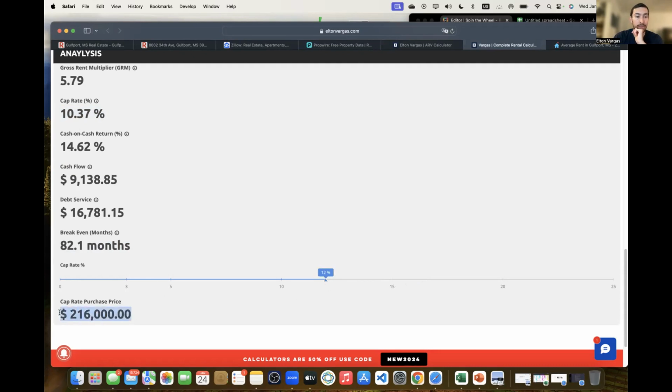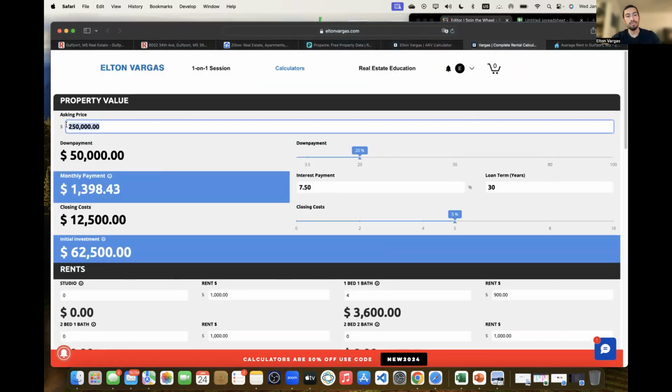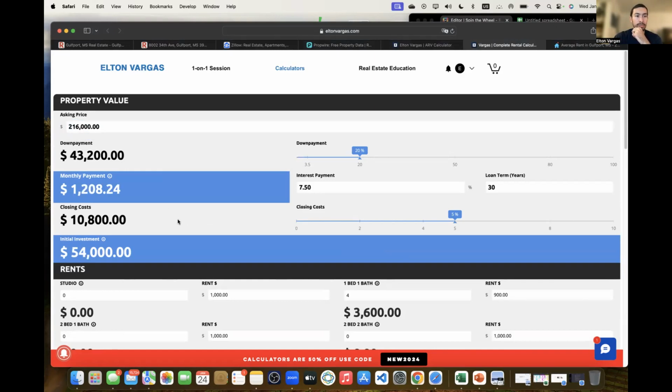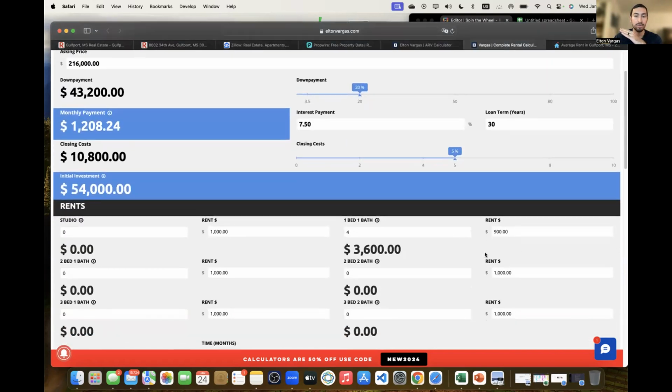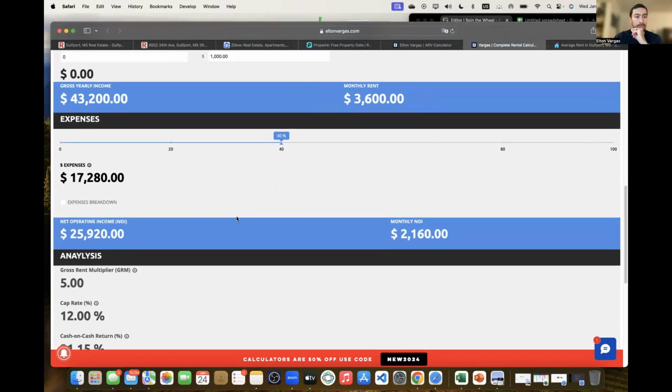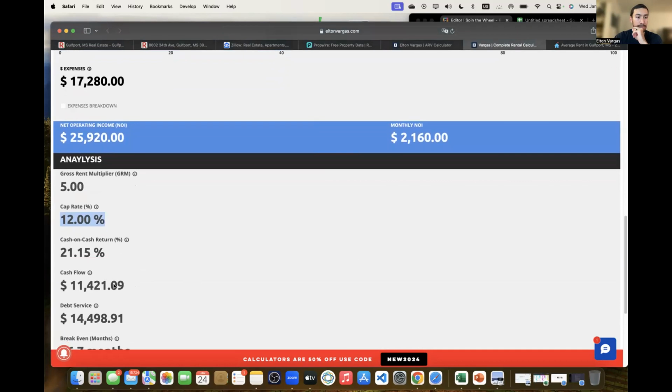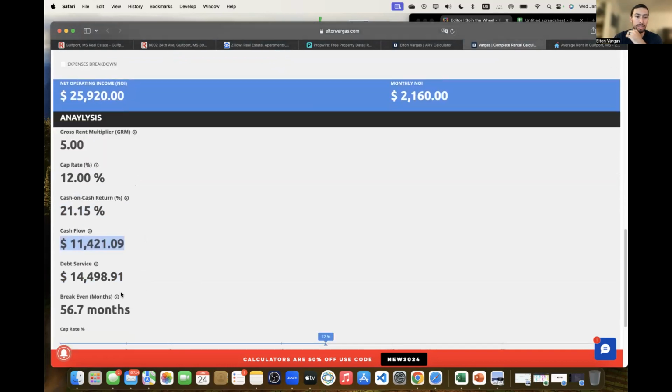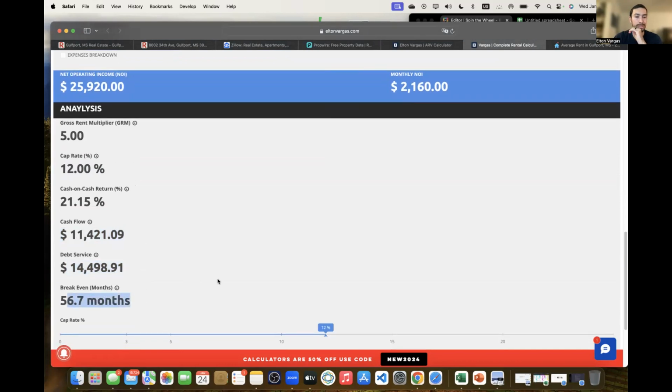Because if I were to buy around $216,000, all my numbers are going to drop from here. My down payment is going to drop, my closing costs are going to drop, my monthly payment is going to drop a little bit, but my cash flow stays the same. And then my expenses are going to drop a little bit as well. Now I bought it at a 12% cap rate, and I just raised my cash flow by another $2,000. So my break even, my debt service, AKA mortgage, is going to drop from there. But it basically gives me the whole breakdown of whether it's a good deal or not.